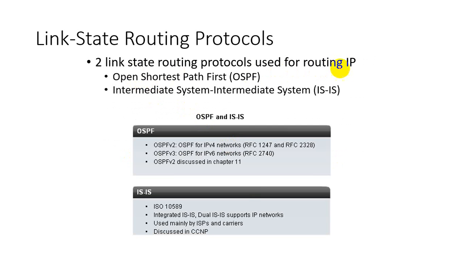there are two link state routing protocols used for routing IP. One is OSPF and the other is IS-IS, which is Intermediate System to Intermediate System. So if you look here, OSPF version 2 is OSPF for IPv4 networks, RFC 1247 and RFC 2328. Similarly, for OSPF version 3, we can find that in RFC 2740, OSPF for IPv6 networks. Similarly, in IPv4, OSPF version 2 will be discussed more in the subsequent chapter. IS-IS is ISO 10589, an integrated IS-IS. Dual IS-IS supports IP networks, is used mainly by ISPs and carriers, and will be discussed further in another chapter as well.